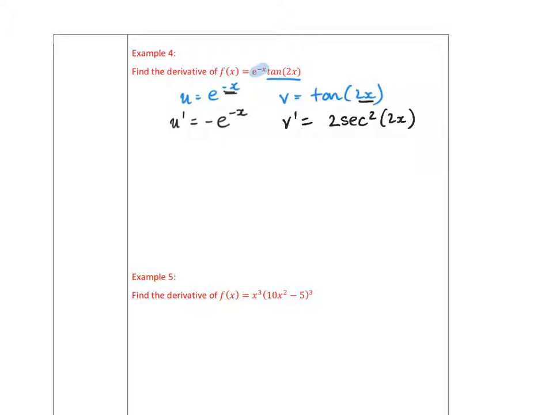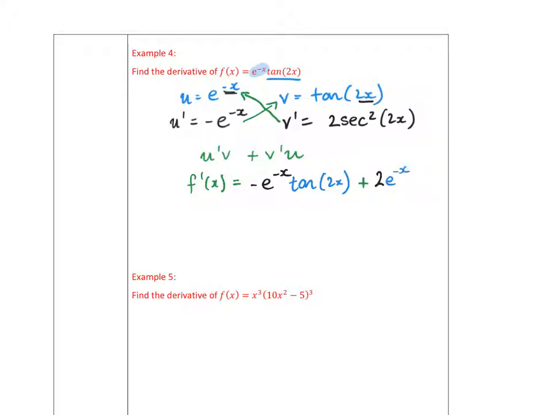Now our formula is going to be u dash v plus v dash u. So if we think u dash v, well, negative e to the negative x times tan 2x, plus my v dash u, so that's going to be, if I write this out appropriately, 2 e to the negative x sec squared 2x.